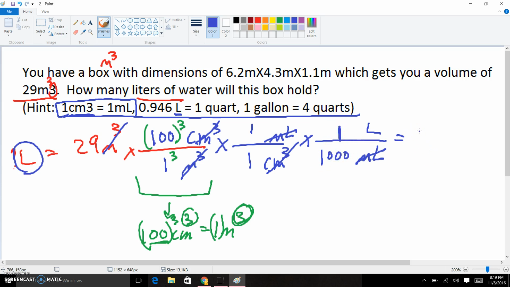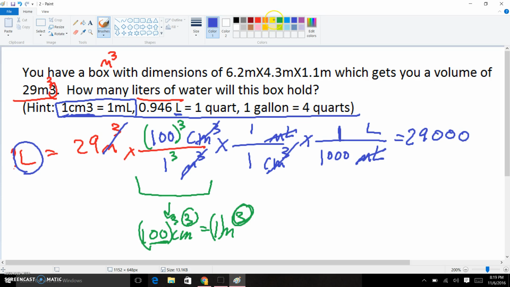Boom! I'm going to bust out my calculator here. 29 times 100 times 100 times 100, divide by 1, multiply by 1, and then divide by 1,000. My calculator spits out 29,000. You can put that in scientific notation or not. That's totally up to you.